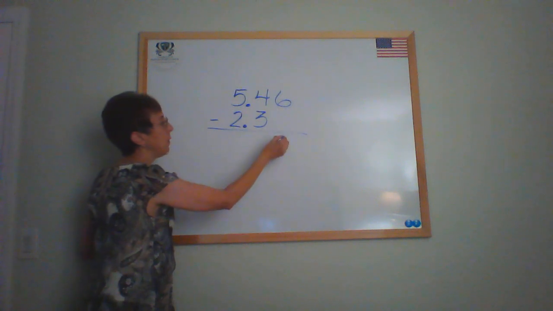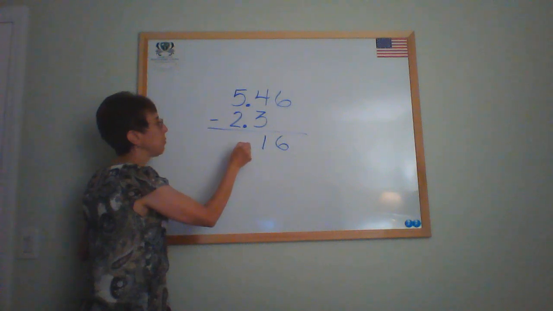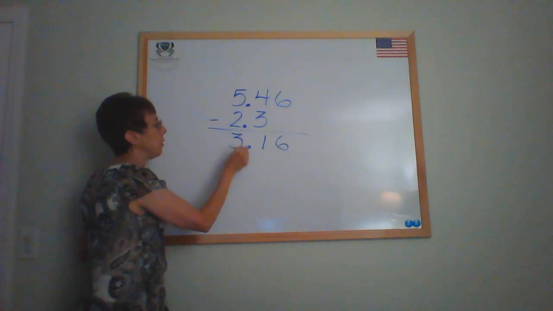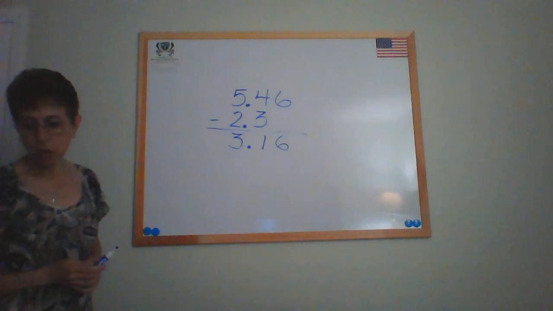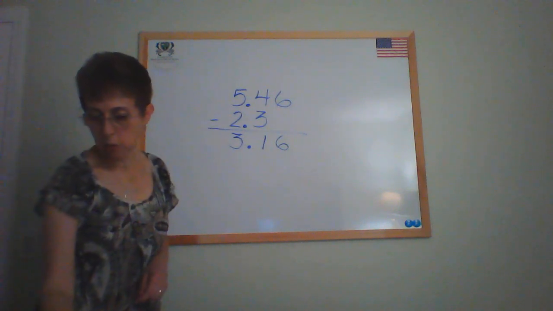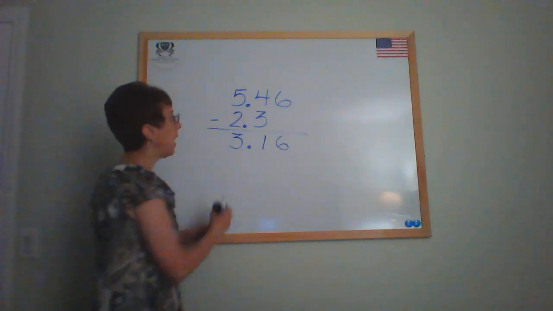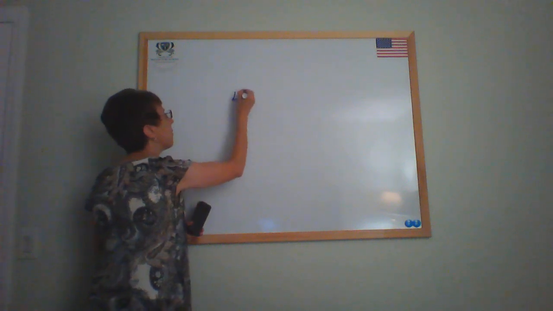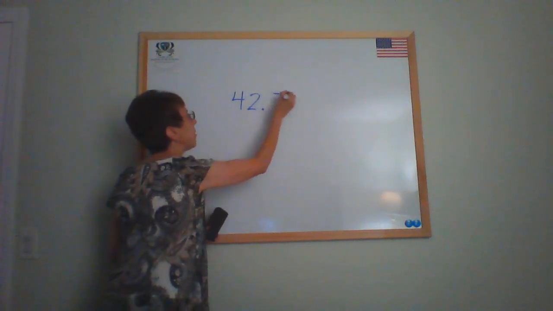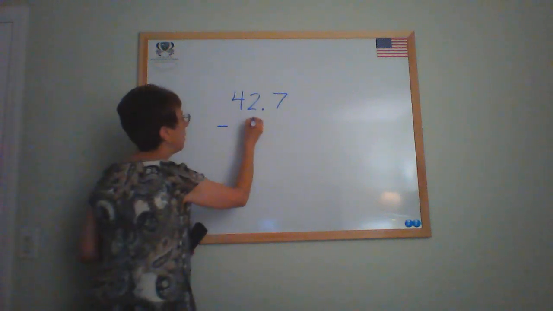6 minus nothing is 6. 4 minus 3 is 1. Bring down your decimal point. And 5 minus 2 is 3. 3 and 16 hundredths. Okay, and then if we just look at problem C, 42 and 7/10 minus 6 and 4/10.